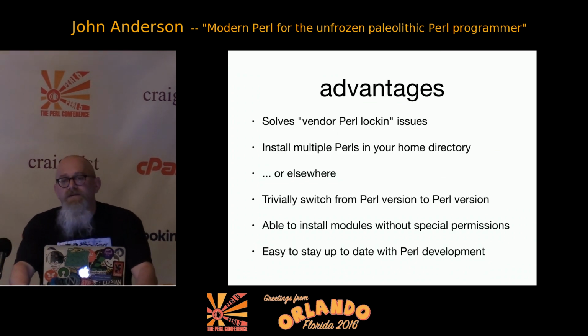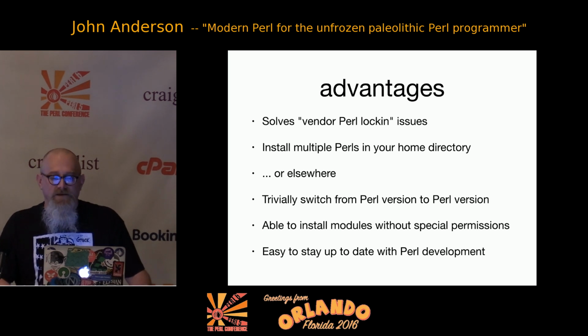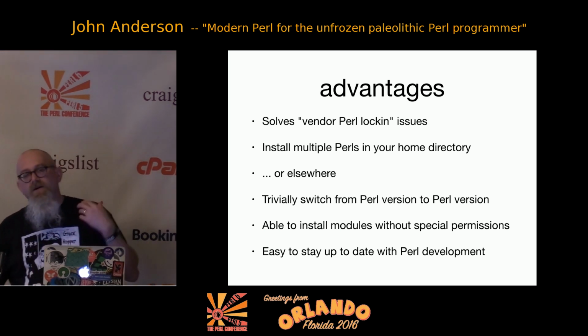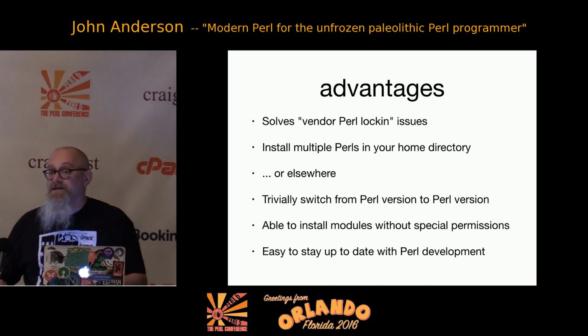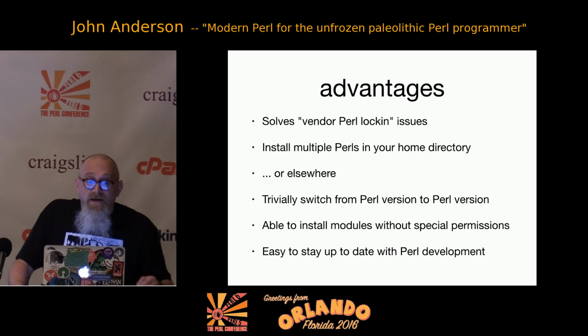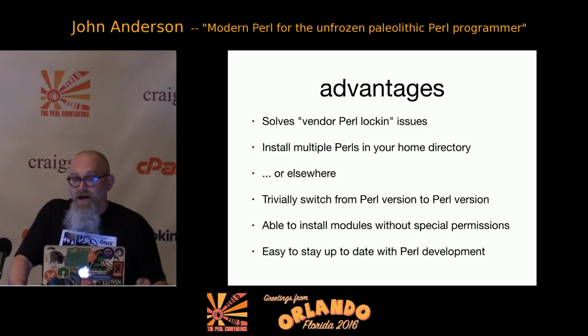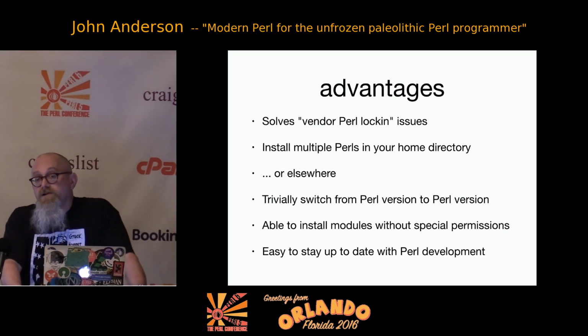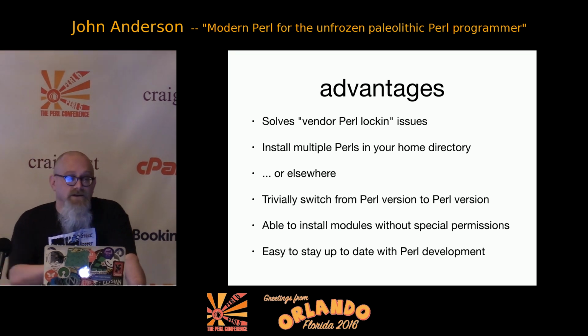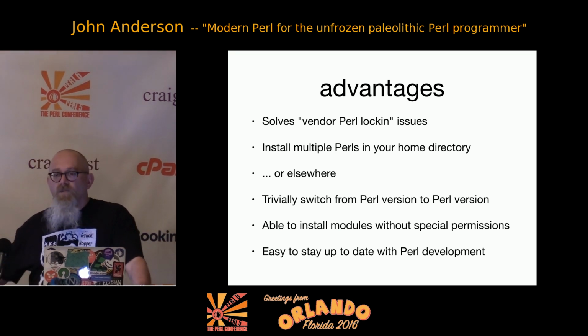So using one of these tools offers you several advantages, right? You solve the vendor Perl lock-in issue where you go, well, we'd really like to upgrade Perl, but we have to wait for the operating system vendor to do it. No, you don't. You just build your own. If you are a developer working on a machine that you don't have root or admin level access on, you can install your own version of Perl. You can install multiple versions of Perl. So if you're a module author, this is really great because you can test your code against multiple different versions.